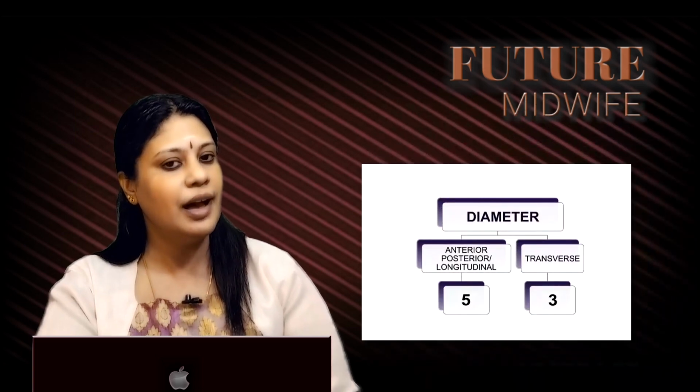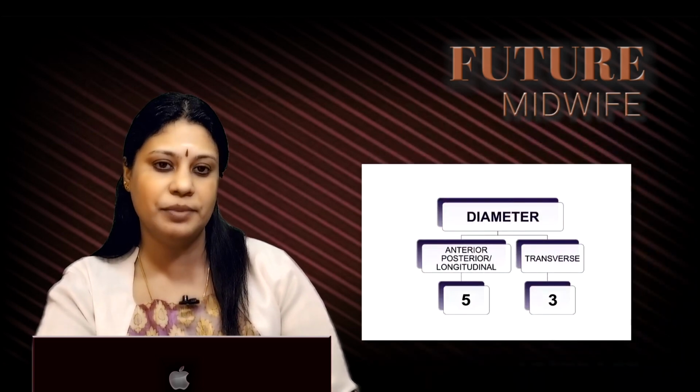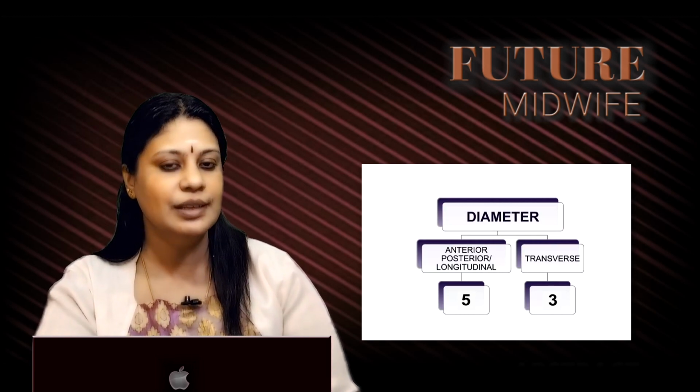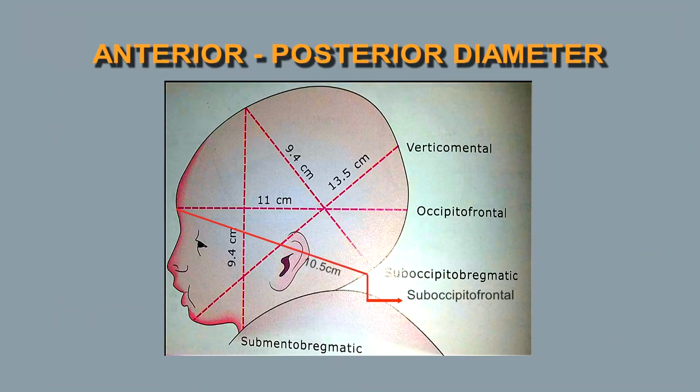Here I will explain about the diameters of fetal skull. Fetal skull diameter is divided into two: anterior-posterior diameter and transverse diameter. There are 5 anterior-posterior diameters and 3 transverse diameters. So we will see one by one. First we will see about the anterior-posterior diameters. Suboccipito-bregmatic diameter, that is 9.4 cm, extends from the undersurface of the occipital bone where it meets the neck to the center of the anterior fontanelle or bregma. It is the diameter that presents when the head is well flexed and in occipito-anterior position.